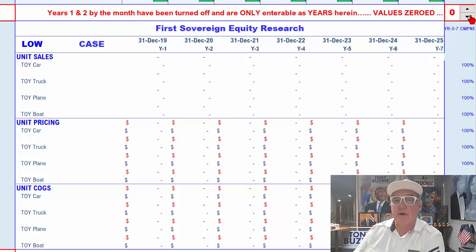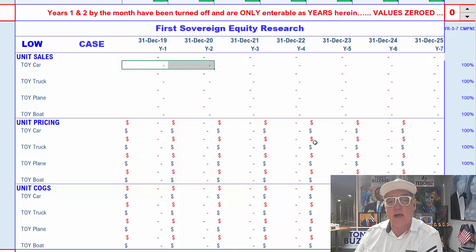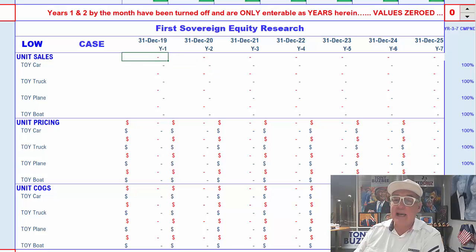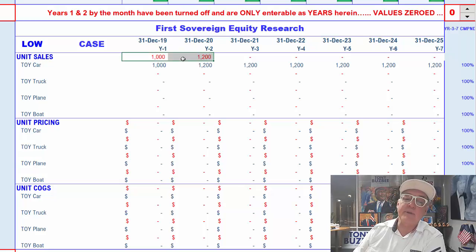Now, when we go to zero, that is when we've turned off all of the 24 months. Notice there's nothing in here. So what you now have to do is you actually have to enter the numbers by hand. So maybe you do 1,000, 1,200, and then maybe you want to do something silly like this.